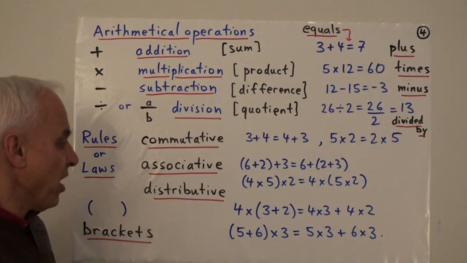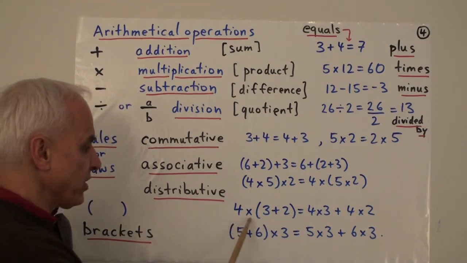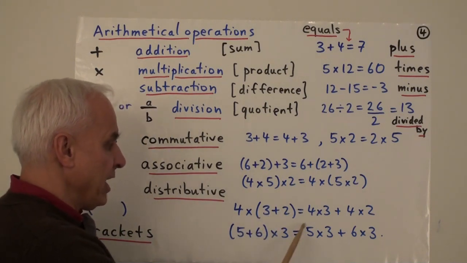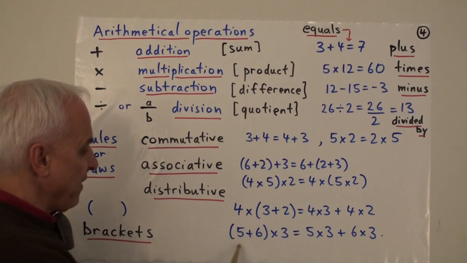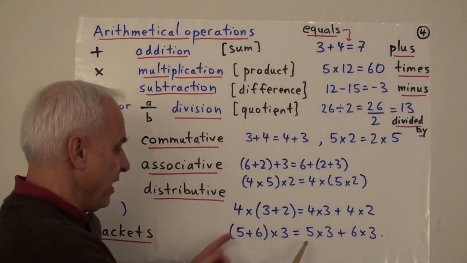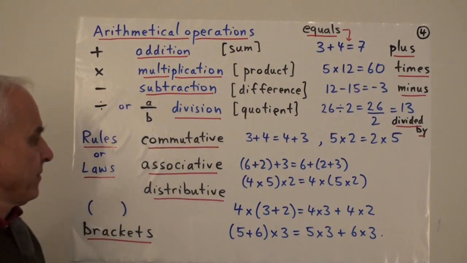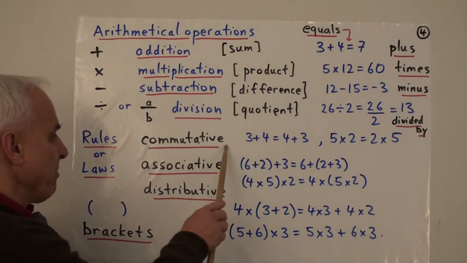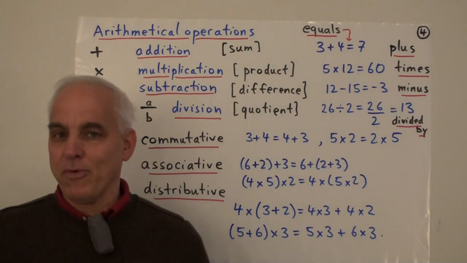The distributive law combines multiplication and addition. So 4 times 3 plus 2 equals 4 times 3 plus 4 times 2. Or the other way around, 5 plus 6 times 3 equals 5 times 3 plus 6 times 3. So please remember these 3 important words for the laws of arithmetic.